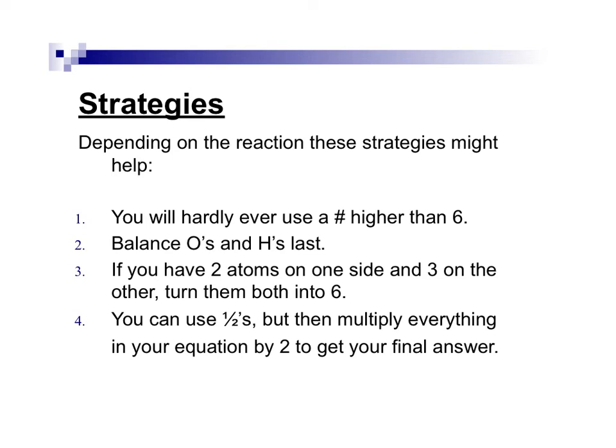Tip number 3. If you ever have 2 atoms on one side and 3 on the other, you're looking for the lowest common multiple. Turn them both into 6. That's a really common strategy you have to use. And tip number 4, you can use halves as your coefficients, but you can't leave them there in your final answer. To get rid of them, you have to multiply everything in your equation by 2, because a balanced chemical equation always has its coefficients as whole numbers. And also, they always have to be in lowest terms.